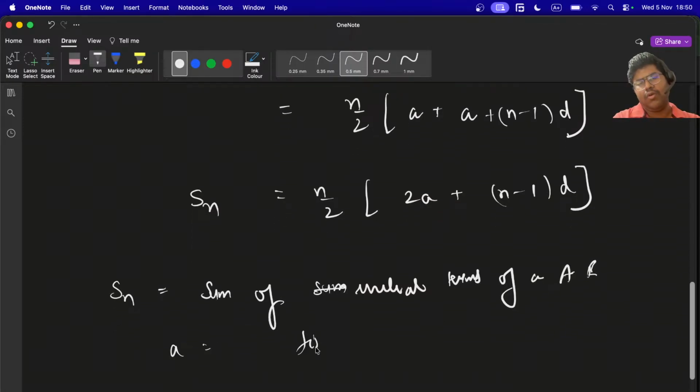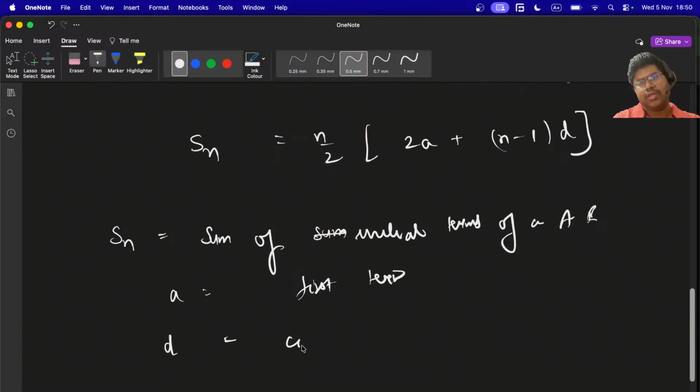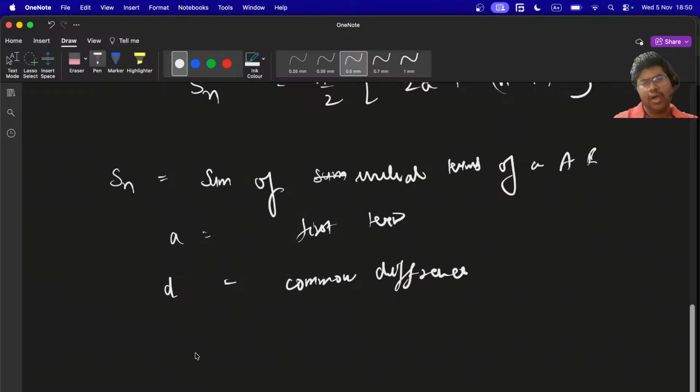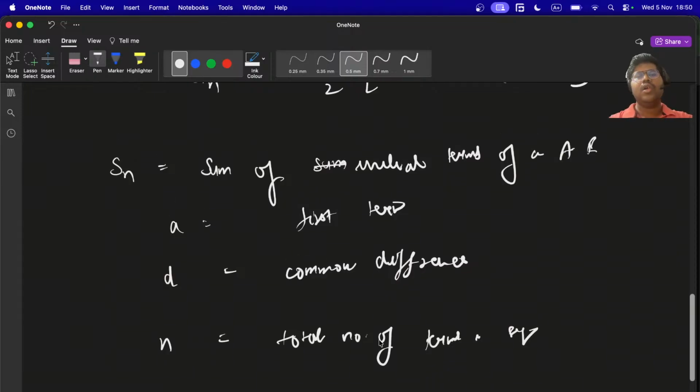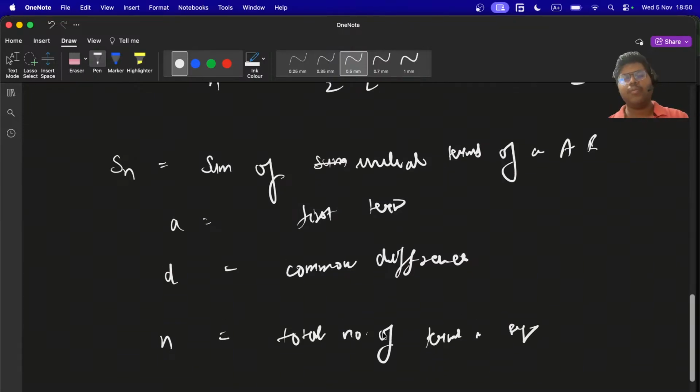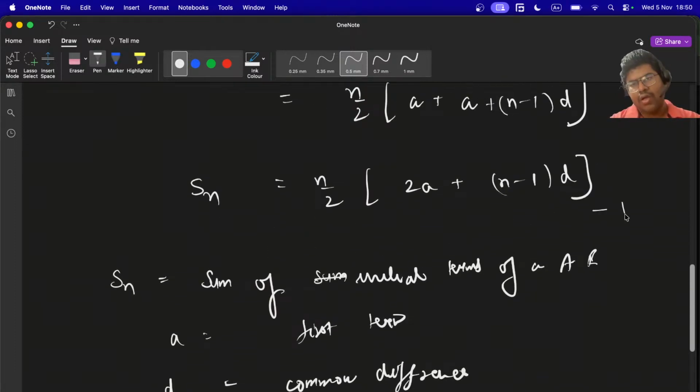A, we already know, is the first term, and D is the common difference. And now most importantly, N would be the total number of terms in the sequence. So when we know the first term, the common difference, and the total number of terms, we can apply the first formula, which is n by 2, 2a plus n minus 1 d.